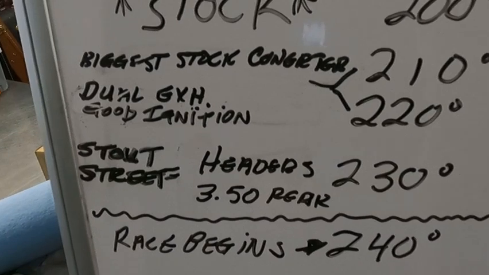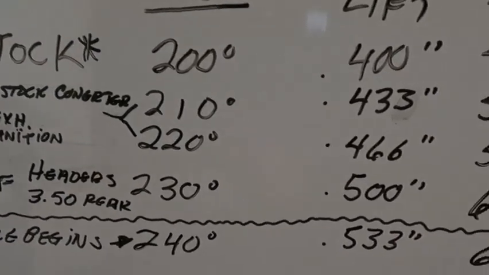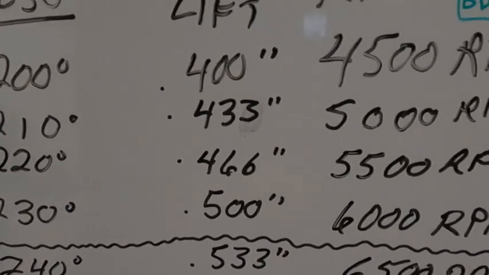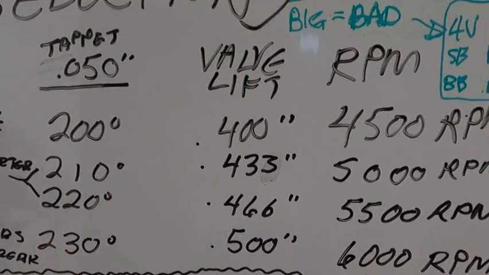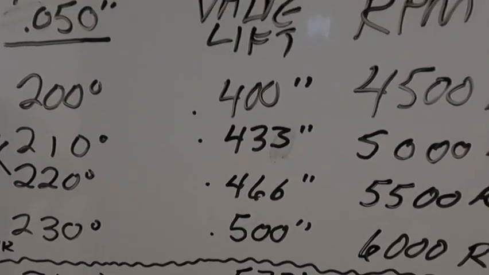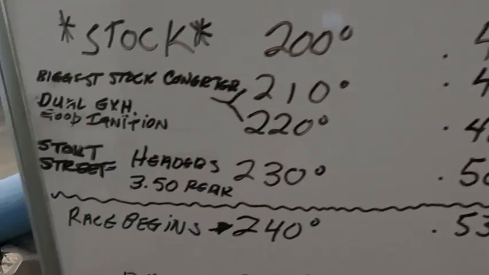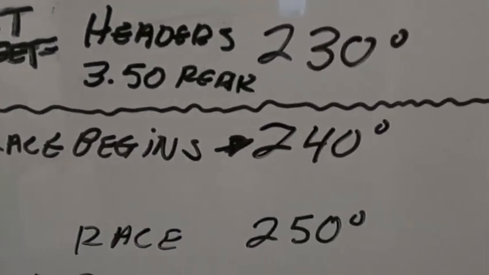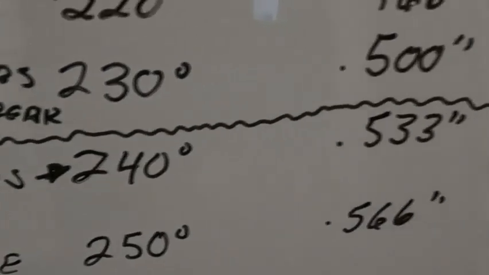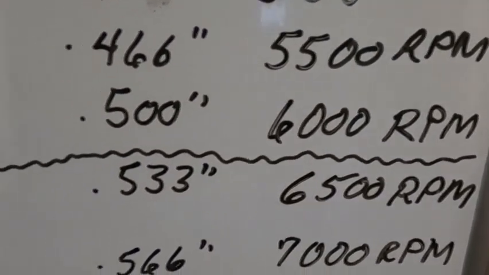So here we go. Now we're down at Stout Street. 230 degrees at 50, roughly 500 valve lift. It's going to have a peak power of around 6,000 RPM. And then you can just see I'm just generically adding lift, about 33 thousandths for every 10 degrees. So down here, this is where my generic rules say that race cams begin, around 240 at 50, usually over 500 lift, and that's good for about 6,500 RPM.